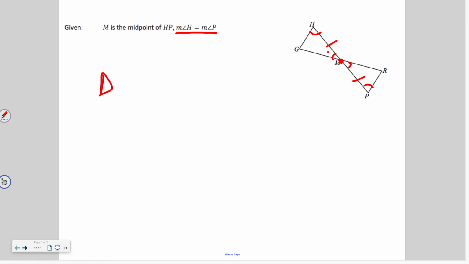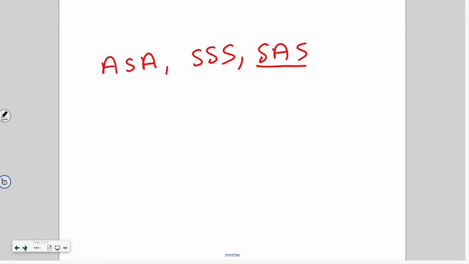Therefore, triangle PMR is congruent to triangle HMG, and this is true by angle, side, angle, isn't it? And so now we know the three properties for triangle congruence, okay? We have three properties for triangle congruence.